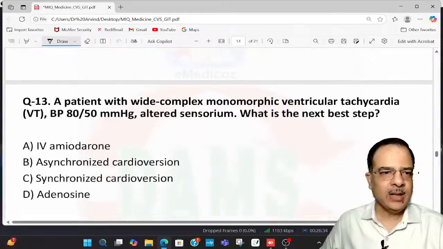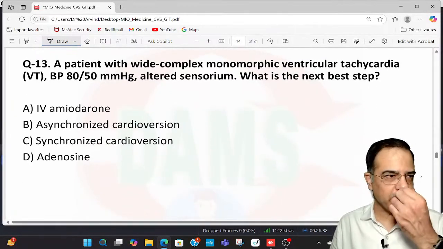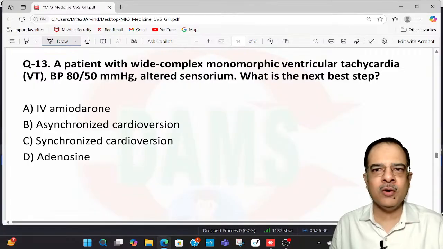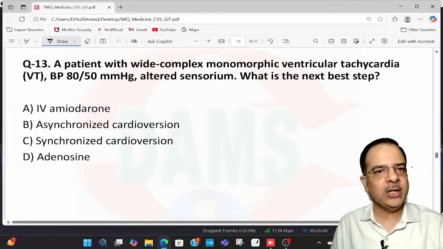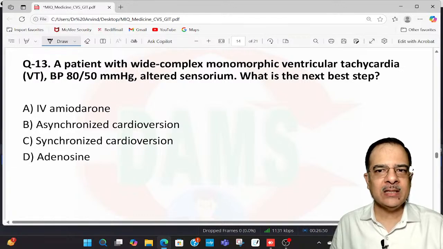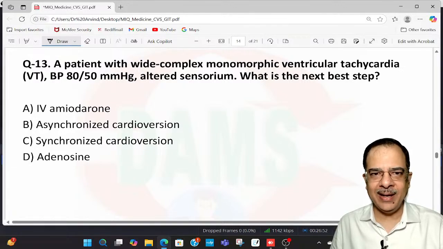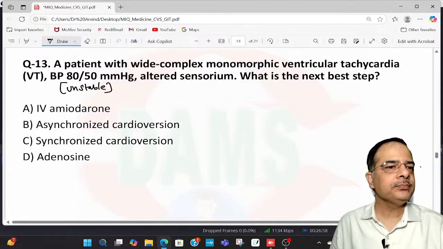Now come to question number 13. Question number 13 is: a patient has a wide complex monomorphic ventricular tachycardia. BP is 80/50, altered sensorium. What is the next step in the management? So wide complex monomorphic VTAC is there, and the patient has unstable BP. So the patient is unstable.